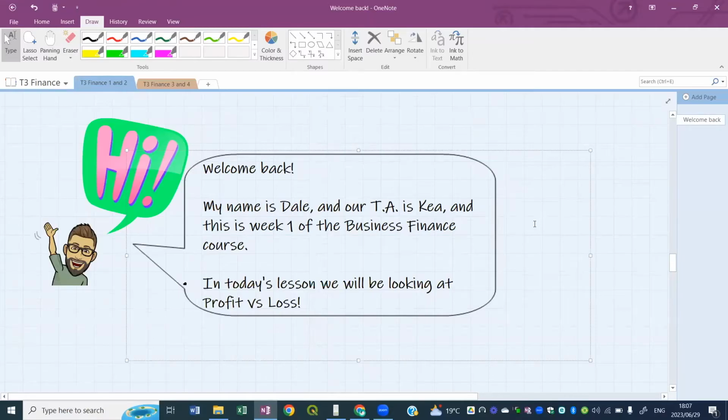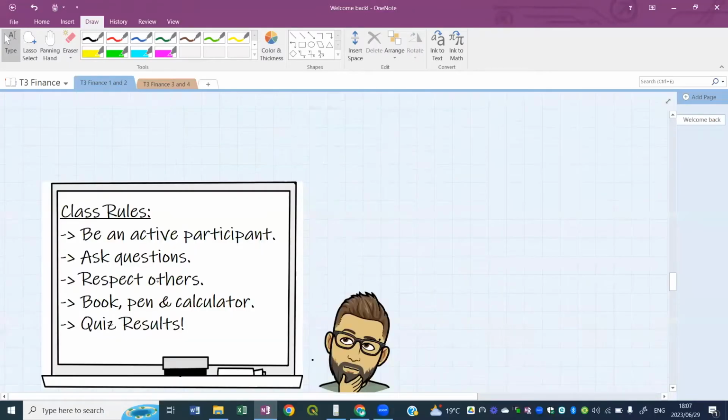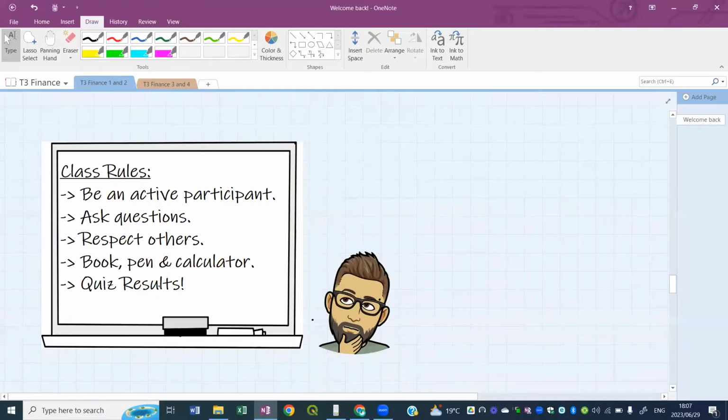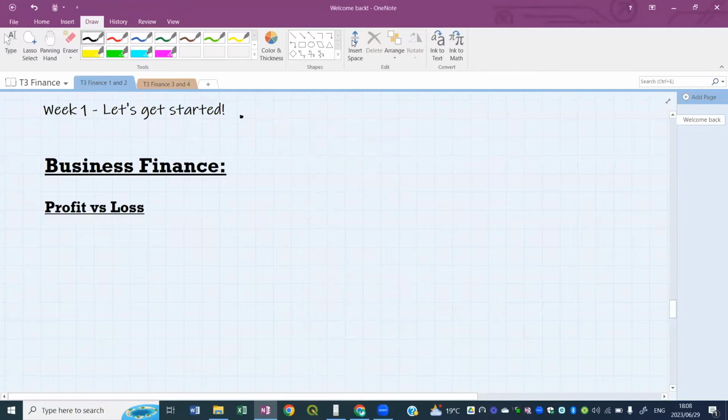We're looking at profit and loss. Now, I need you guys to tell me, how do we calculate profit or loss? Let's look at profit. How do we calculate profit? Can anyone tell me?